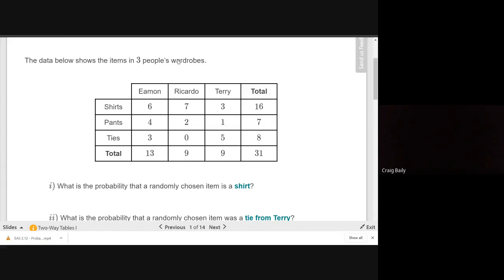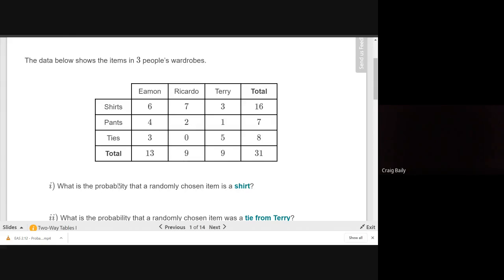When you have a two-way table like this, you want to make sure all your rows have totals and all your columns have totals, and if not, you're going to want to add those in. One important thing is that the bottom row and the last column all need to add to the same number. Now, one of the most frequently asked questions is, how do you know what the denominator of your fraction is going to be? And that's going to come from the wording of the question.